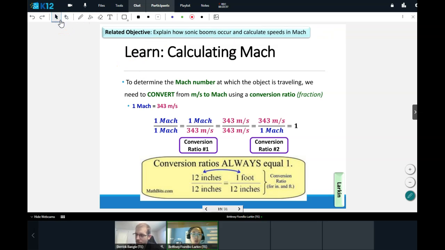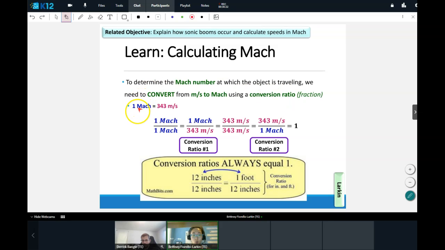Anyways, all right, so we know how fast we need to go in meters per second. But when we talk about really fast airplanes, we actually talk about them in terms of Mach. And so there's a way for us to convert from meters per second to Mach. To determine the Mach number at which an object is traveling, we can convert from meters per second to Mach using what is called a conversion ratio, which we write in the form of a fraction.